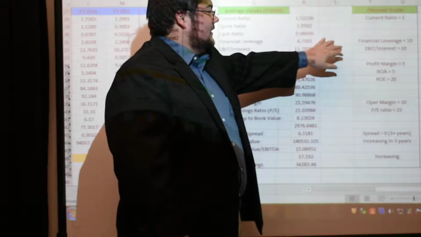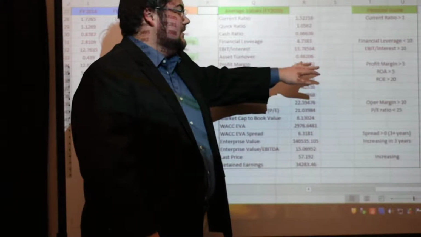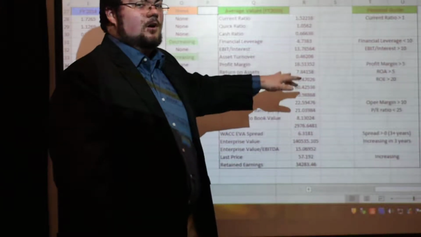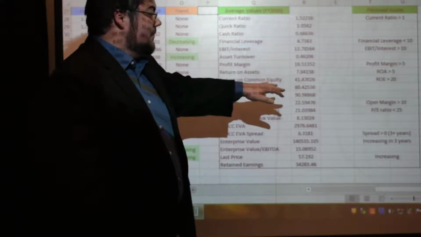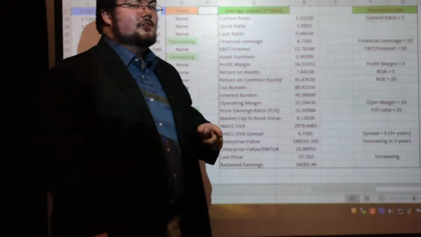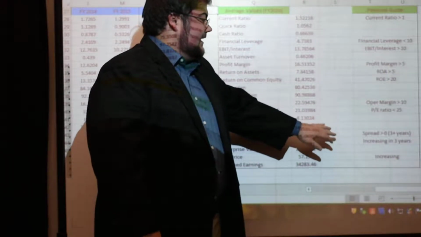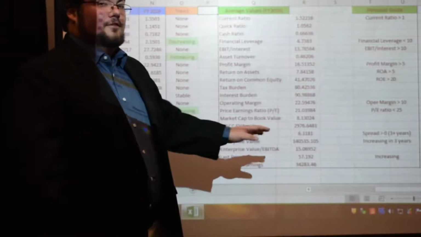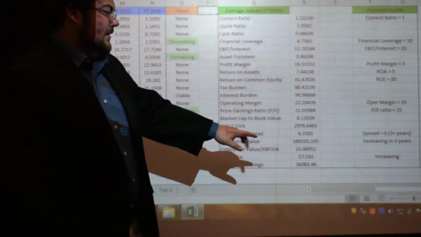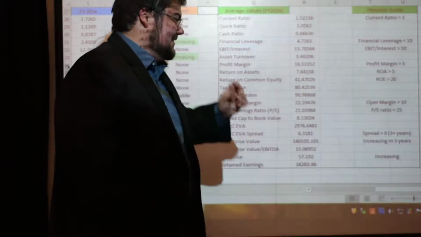So then we have our financial leverage ratio. We want that to be under 10. Our EBIT over interest, or our times interest earned, to be greater than 10. We want our profit margin and ROA above 5, our ROE above 20, our operating margin above 10, our PE under 25. We want to find those fun ones that are undervalued. Our EVA spread, we want to be greater than 0 for 3 or more years. We want our enterprise value to be increasing in 3 of the last 5 years. And finally, we want our last price to be increasing.